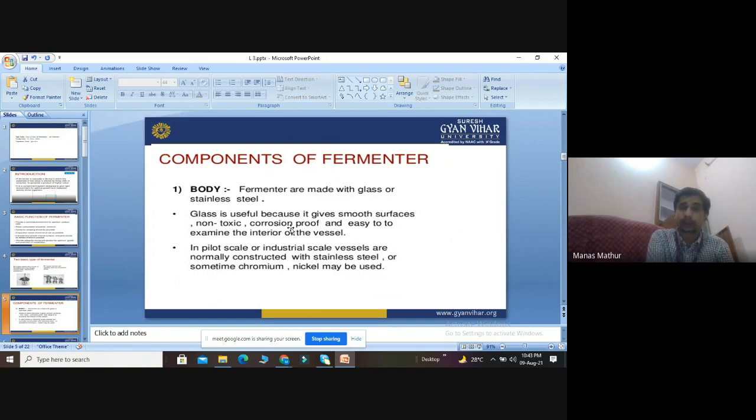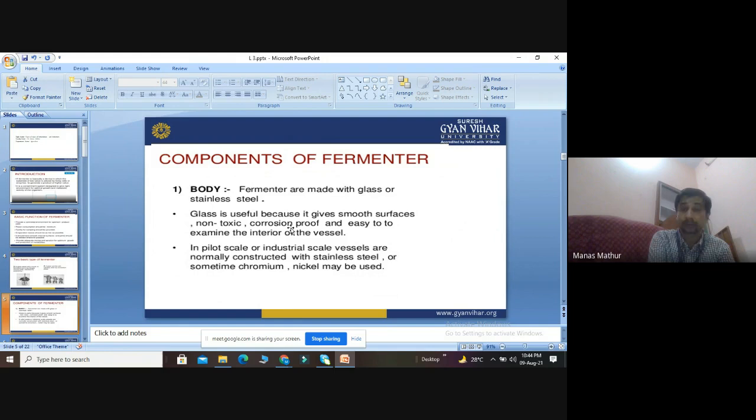First of all, we discuss the body. The main body of the fermenter is made up of glass and stainless steel. Why is glass preferred? Because it provides a smooth surface to carry out all the reaction mixtures, and allows proper mixing of all the components.